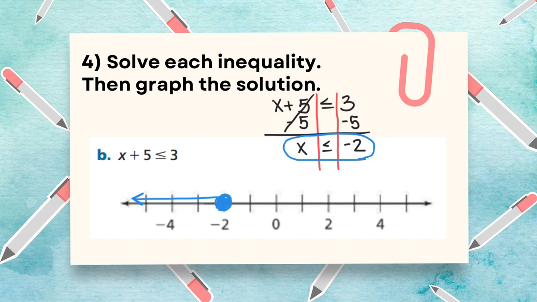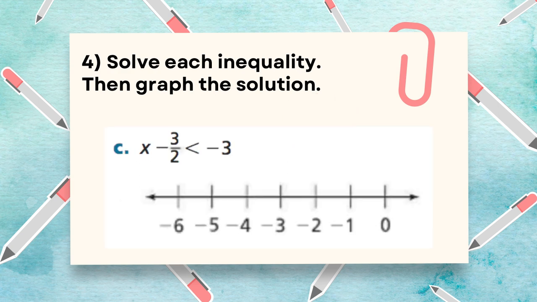All right, let's look at C. We see the fraction negative 3 over 2, but what can we do with negative 3 over 2? Divide. It can be 1 1/2 or it can be 1.5. Rewrite it. Make it something that you would rather work with. So x minus, we can use 1.5.